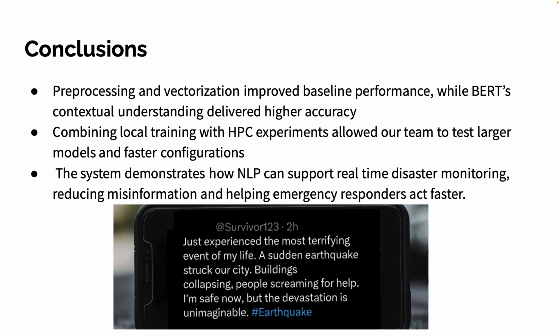Conclusion: pre-processing and vectorization increase the baseline model's efficiency, whereas contextual modeling produces the highest accuracy across all tasks. Using the local machine and high-performance computing resources expands the range of experiments, enabling larger models and faster training cycles. The resulting system supports real-time disaster classification, reduces misinformation flow, and accelerates response actions for emergency situations.